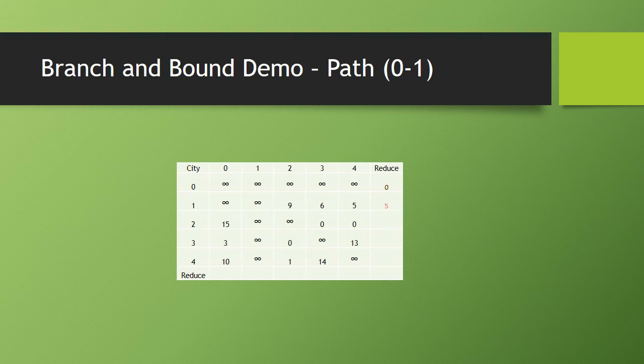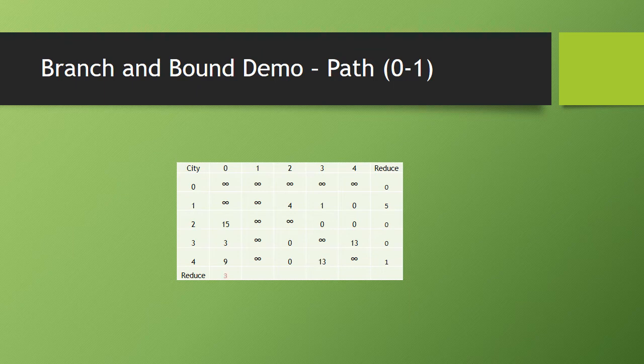Row 1 can be reduced, and the minimum is 5, so we'll take 9 minus 5 for 4. 6 minus 5 is 1, and 5 minus 5, 0. Row 2 is already reduced. Row 3 is already reduced. And row 4 is not reduced, and our minimum value is 1. So we take 10 minus 1 and get 9. 1 minus 1 and get 0. And 14 minus 1 for 13. And then we reduce our columns.